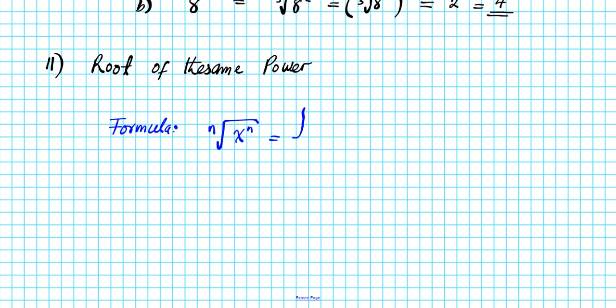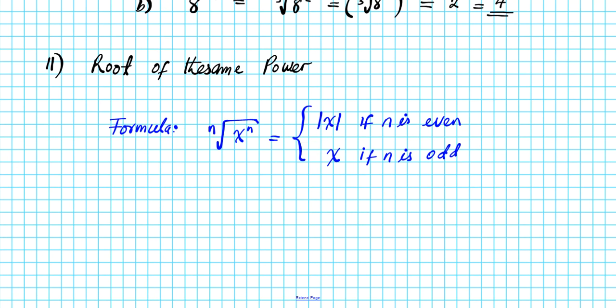Now let's consider both cases. If n is even, your result will be the absolute value of x. That's if n is even. How about if n is odd? If n is odd, you just end up with x. The power and the root just simply cancel each other out. So that's the root of the same power property of exponents.